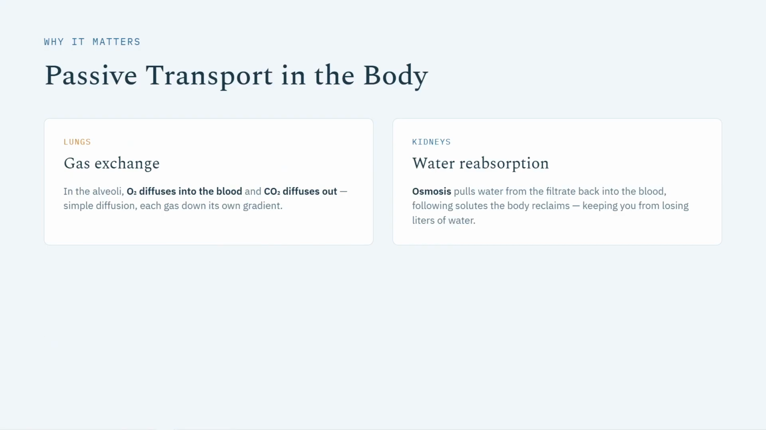This isn't just textbook stuff, it's happening in you right now. In your lungs, oxygen diffuses from the air sacs into your blood while carbon dioxide diffuses out. Pure simple diffusion. Each gas down its gradient. In your kidneys, osmosis pulls water back into your blood instead of dumping it, which is why you don't lose liters of water a day. No pumps in these steps.